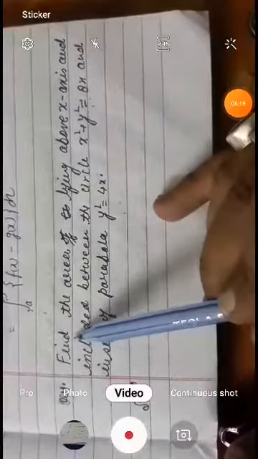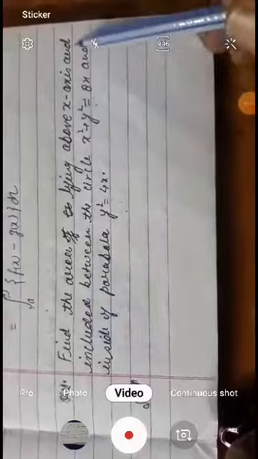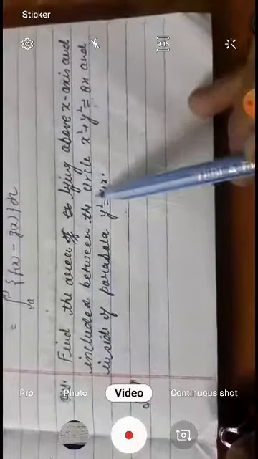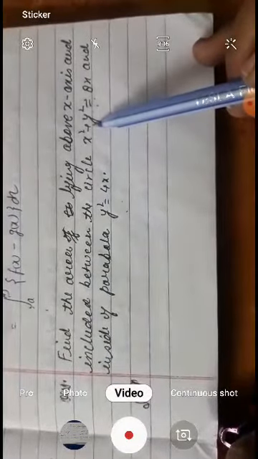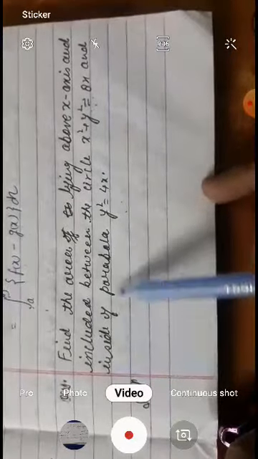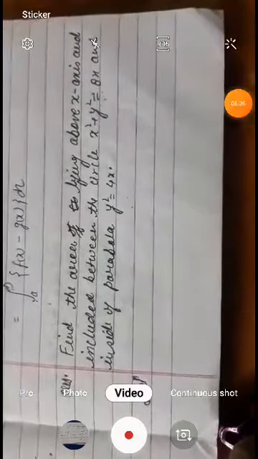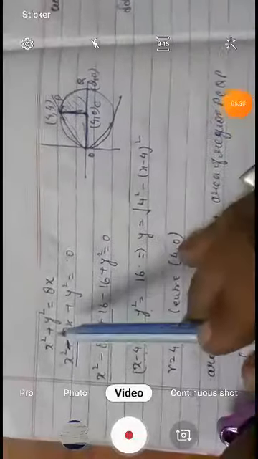Now this is the question. Find the area lying above the x-axis and enclosed between the circle x square plus y square is equal to 8x, and inside the parabola y square is equal to 4x.